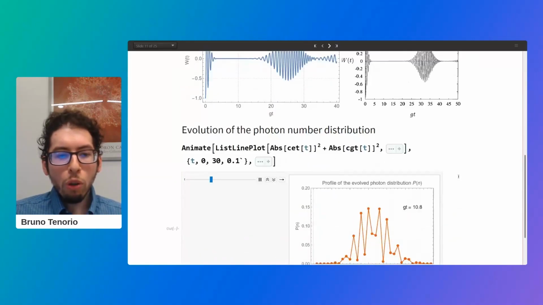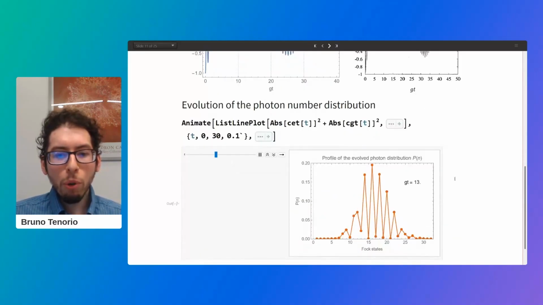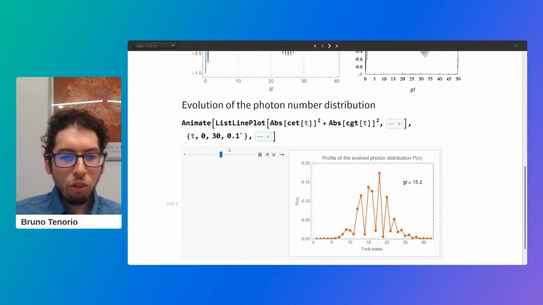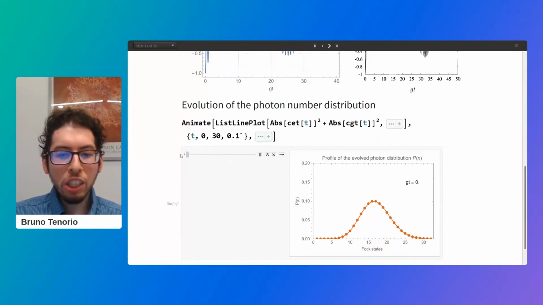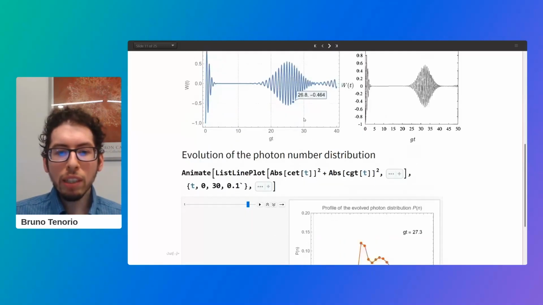We also plot the evolution of the photon number distribution profile. We see some crazy oscillation, but we see the initial state is this Poisson distribution. But if we consider the time around the revival, we get something that looks a bit more organized. But of course, we never recover the initial state. It's just at the revival, we get something that's more organized.